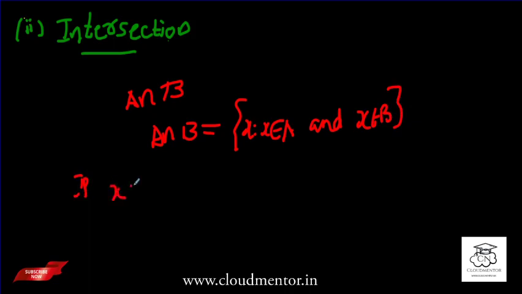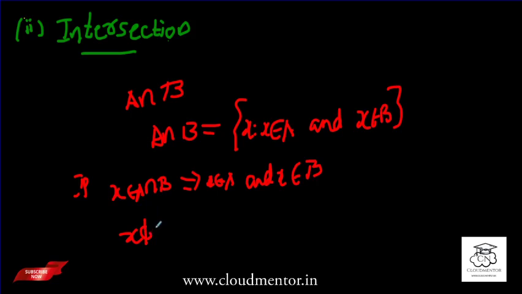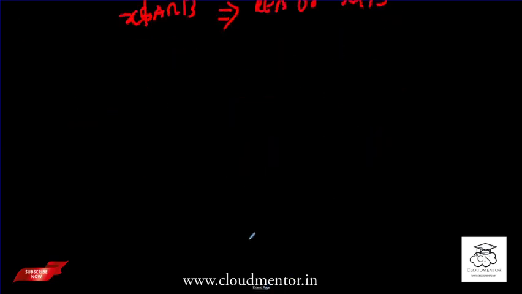If this x is an element of A intersection B, which implies x is an element of A and x is an element of B. And if x is not an element of A intersection B, which implies x is not an element of A, or x is not an element of B. Okay, we can draw the Venn diagram for this.